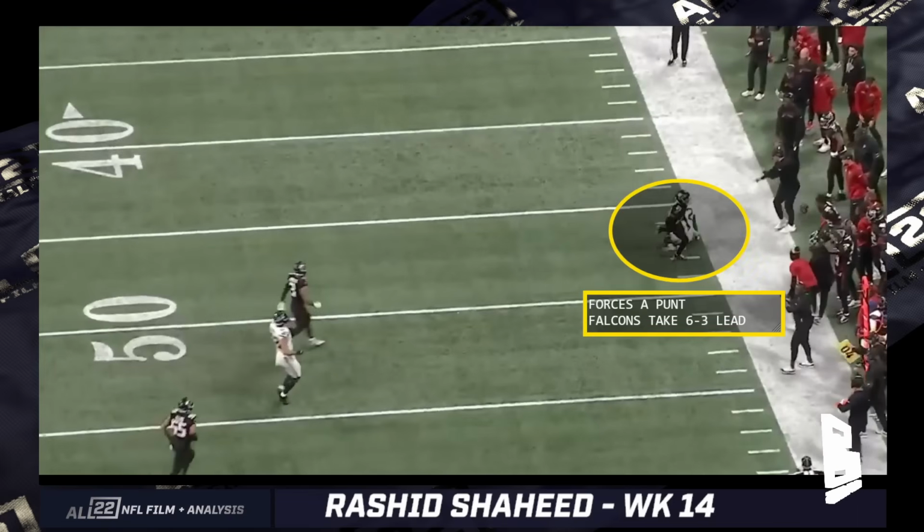I'm interested if you know of more back shoulder throws to Shaheed that were successful or demonstrated a higher level of efficiency. I'm not sure that, as talented as he is, that's what I would view as his specialty, or something that we would rely on him for against high-level corners when they're in press alignment.